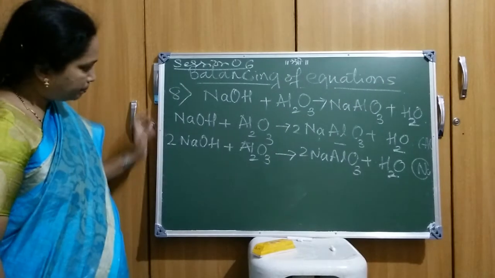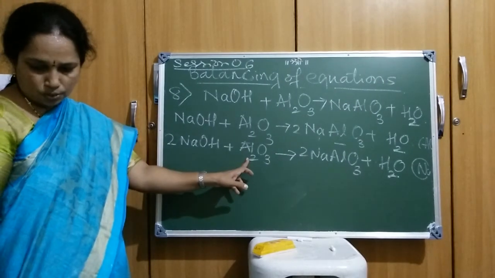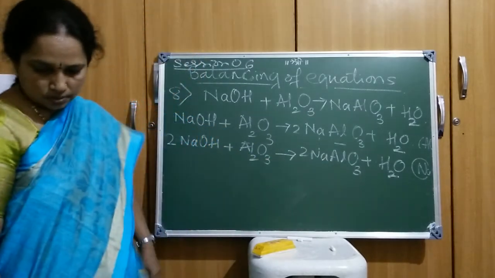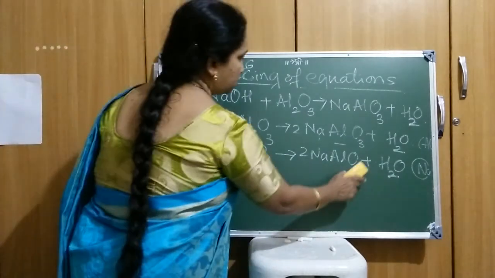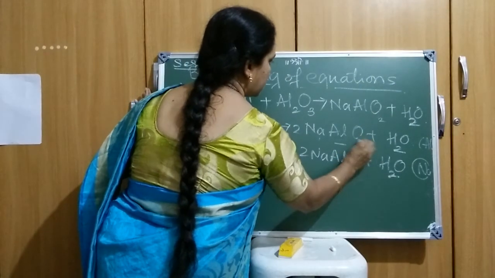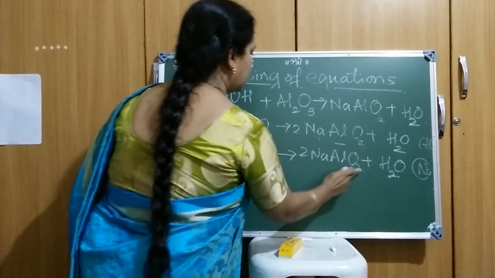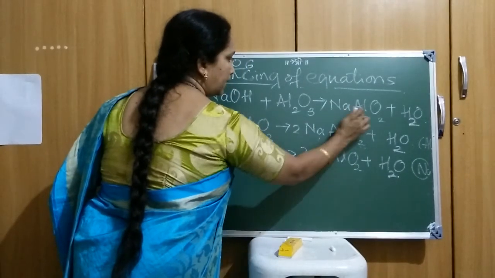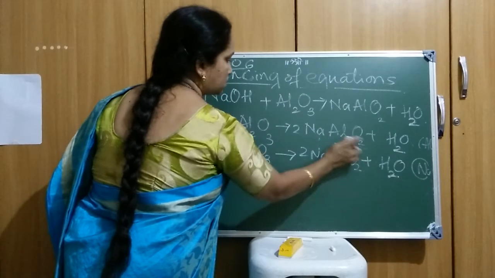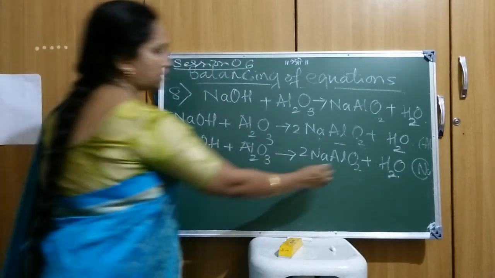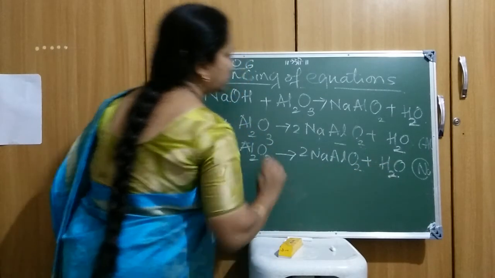So H2O, NaOH, Al2O3, 2NaAlO2, then okay, this should be balanced. So 2 2s are 4. Sorry, here it should be NaAlO2. So here O2, if you see that one, 2 2s are 4 and it is 6. So 2 2s are 4, plus 2 1s are 6.